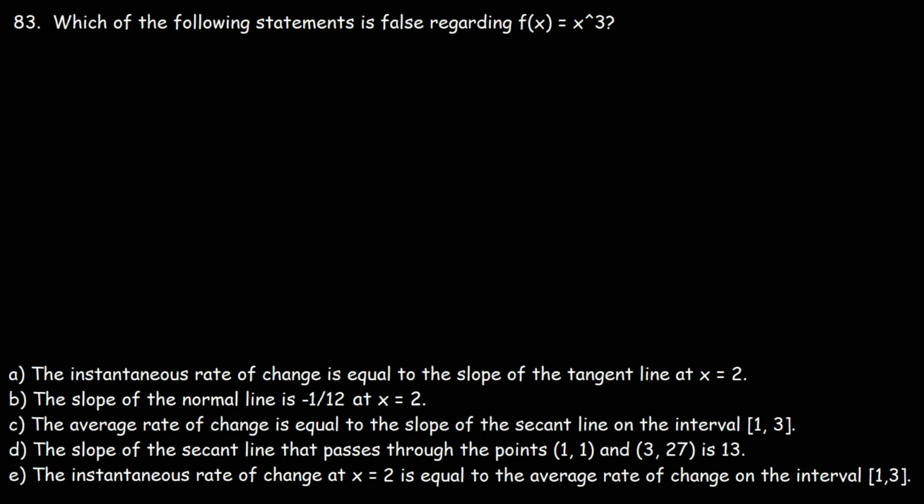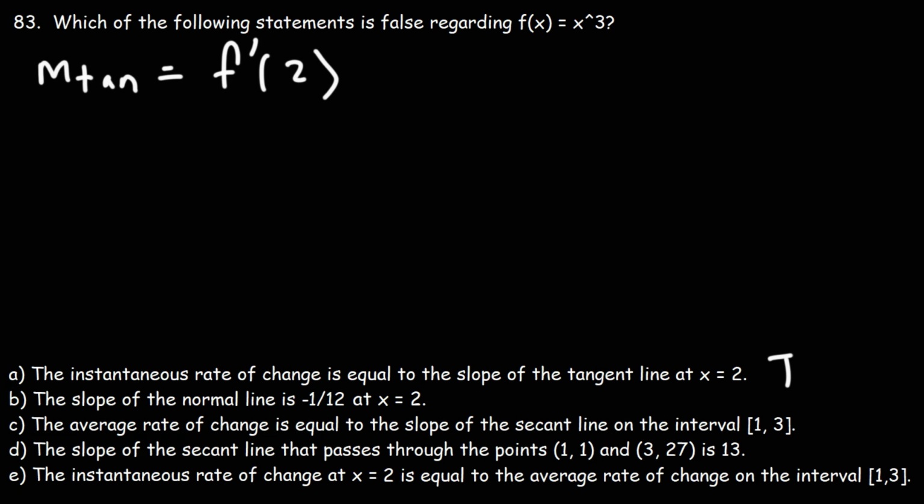83. Which of the following statements is false regarding f of x is equal to x cubed? Looking at answer choice A, the instantaneous rate of change is equal to the slope of the tangent line at x equals 2. Is that true or false? This is a true statement. The slope of the tangent line is always equal to the instantaneous rate of change at some point. F prime of 2 is the instantaneous rate of change at x equals 2.